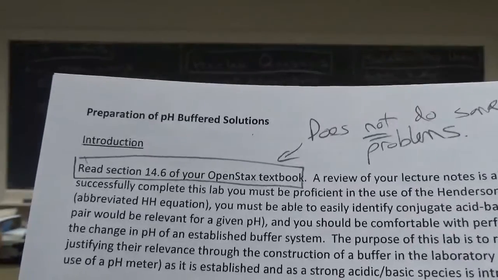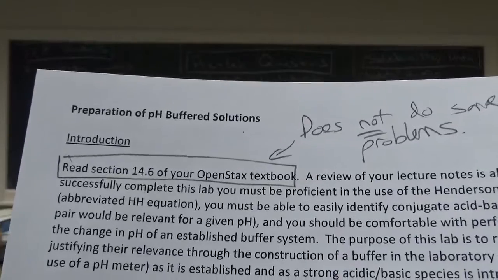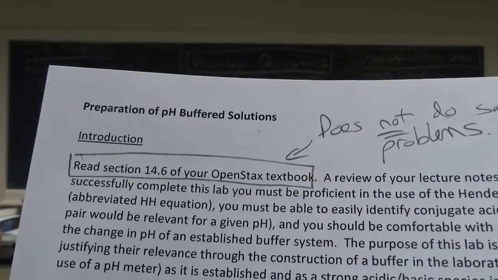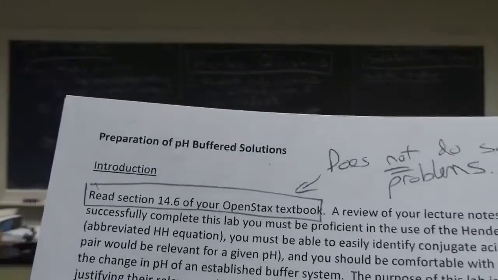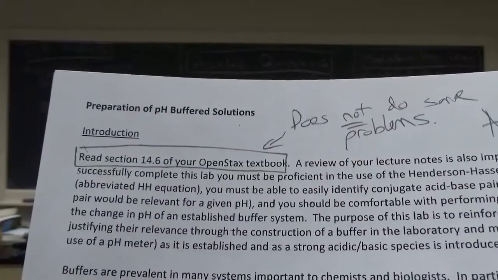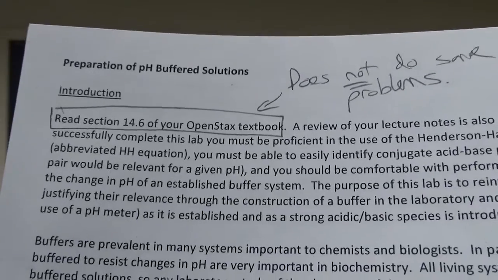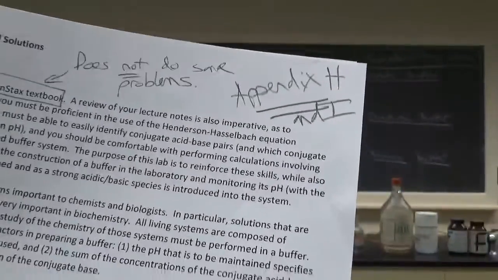So basically what you want to do with the pre-lab for this one is come into lab with the calculations already done, and then what you're going to do is the preparation of the solutions for the buffer and prepare the buffer. And if we have time, we're going to go through adding some strong acid and strong base to this. Okay, so in addition to a calculator and this lab handout, you're also going to want your OpenStax textbook.